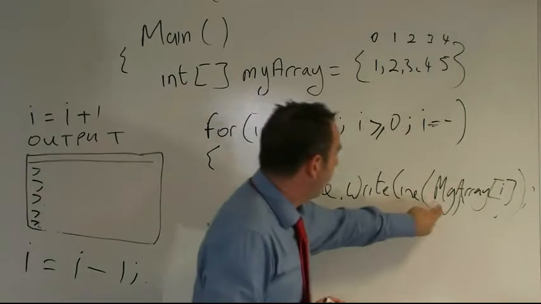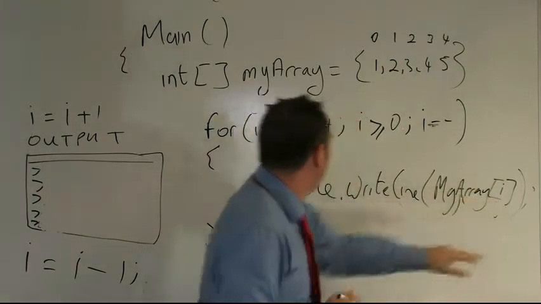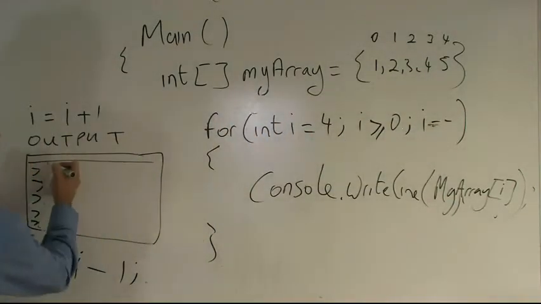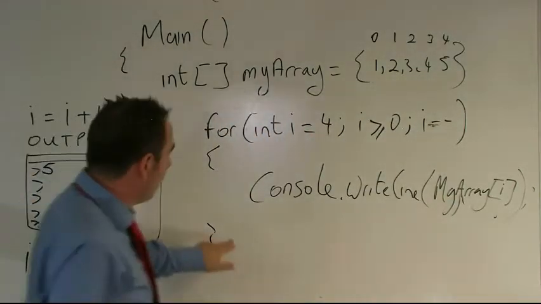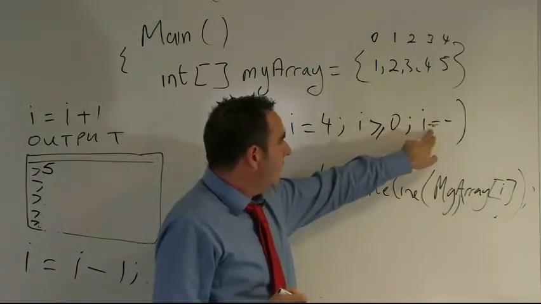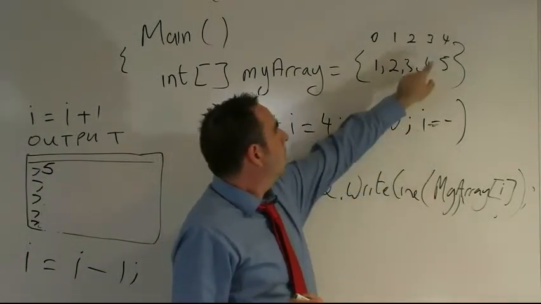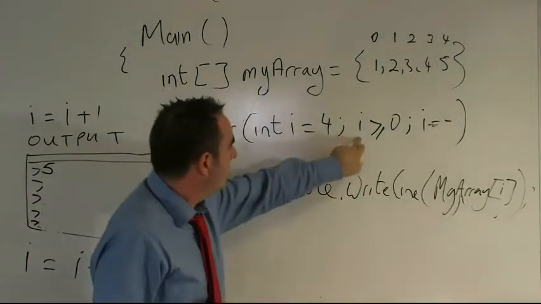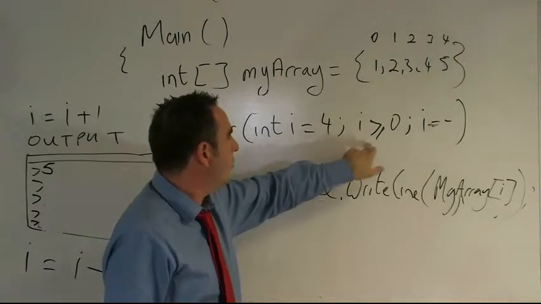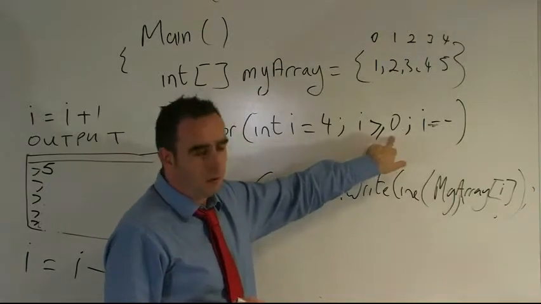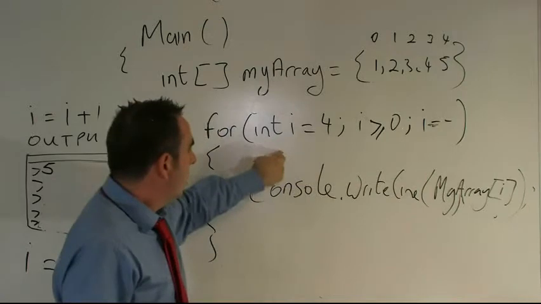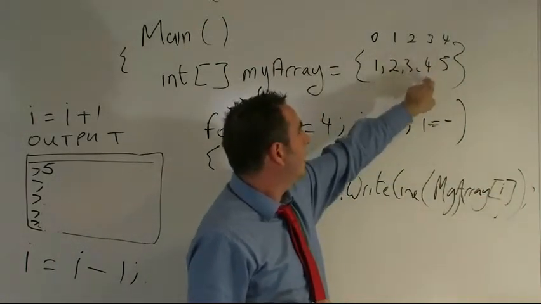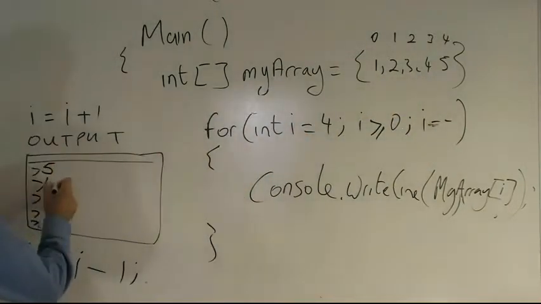So we'll come in here and write to the screen my array i. i is 4, and position 4 in the array is 5, so 5 will be written to the screen. We come to the end of our loop, i--, so i is equal to i minus 1, so i will be going from 4 down to 3. So we check our condition: is 3 greater than or equal to 0? 3 is greater than or equal to 0, so we'll execute this line. My array position 3, index 3, is printed to the screen, so that's 4.